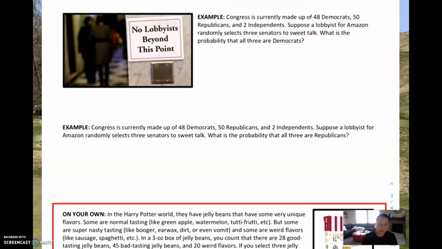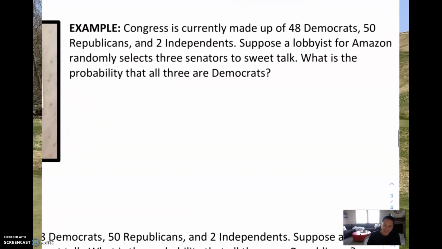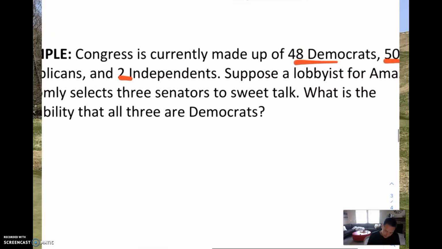All right, last example, we've got Congress is currently made up of 48 Democrats, 50 Republicans, and 2 independents. I think these numbers are actually a tiny bit off because we just had an election. So this is the Senate. There's 100 Senate seats. So you can total these all up. 48 plus 50 plus 2. There are 100 total senators.